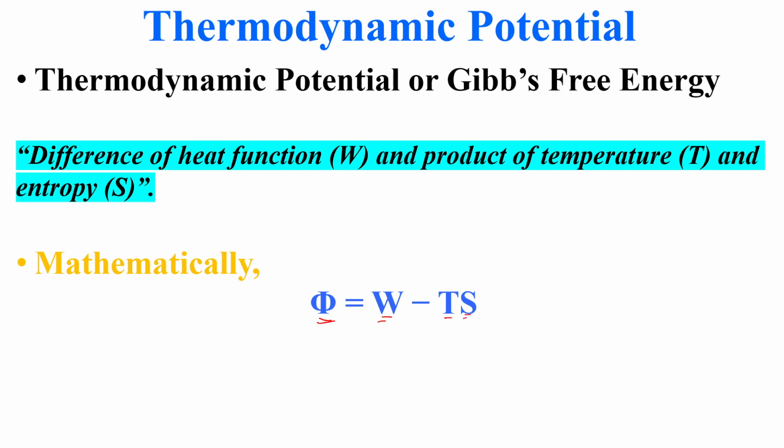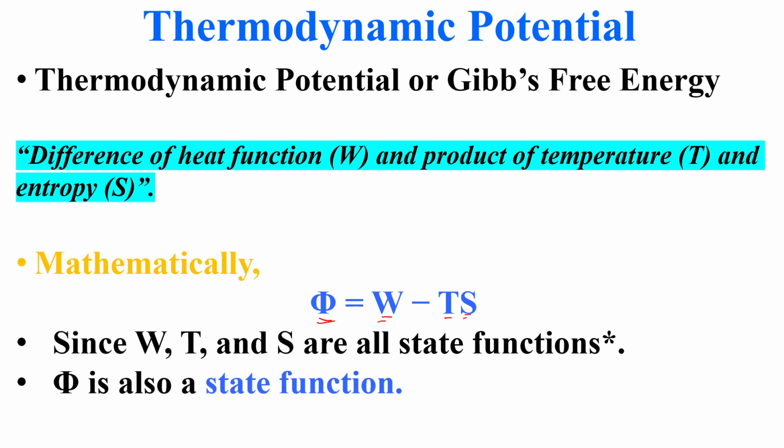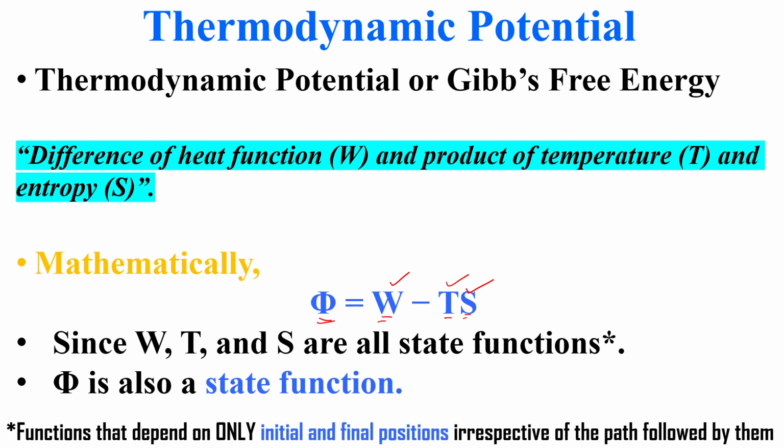So from the mathematical definition, you can write a qualitative definition. It is easy to do. Since W, T, and S all are state functions, phi is also a state function. What are state functions? They depend only on the initial and final positions, irrespective of the path followed by them.